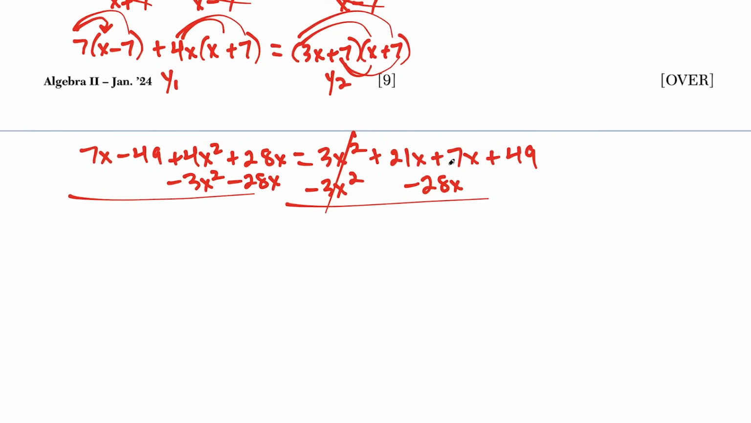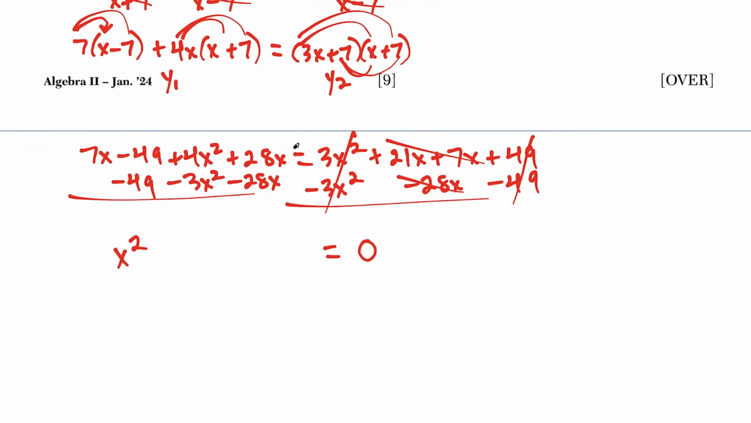And subtracting 28x on both sides, you see is going to cancel these two terms out. And then I'll do -49 like this on both sides. So I have -49. And now everything on the right side just canceled. We have 0. And now 4x squared minus 3x squared, I'll write first, is 1x squared.